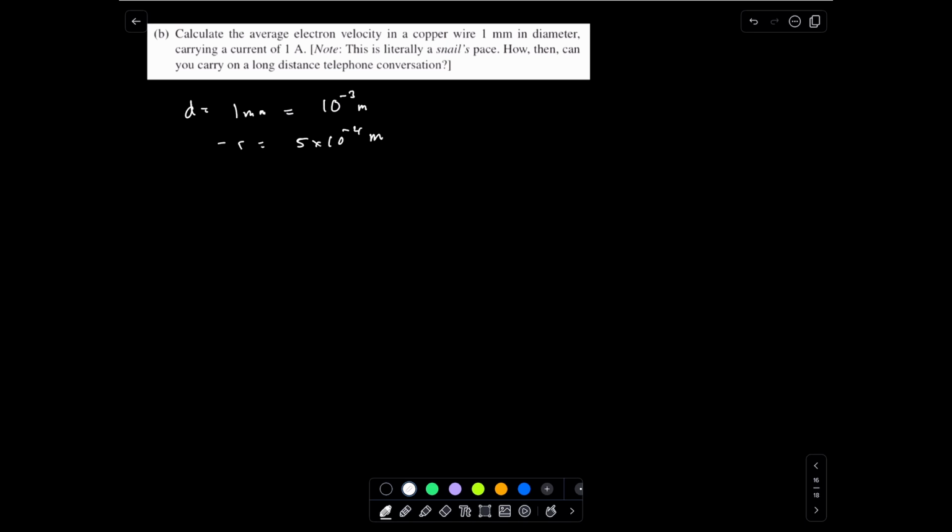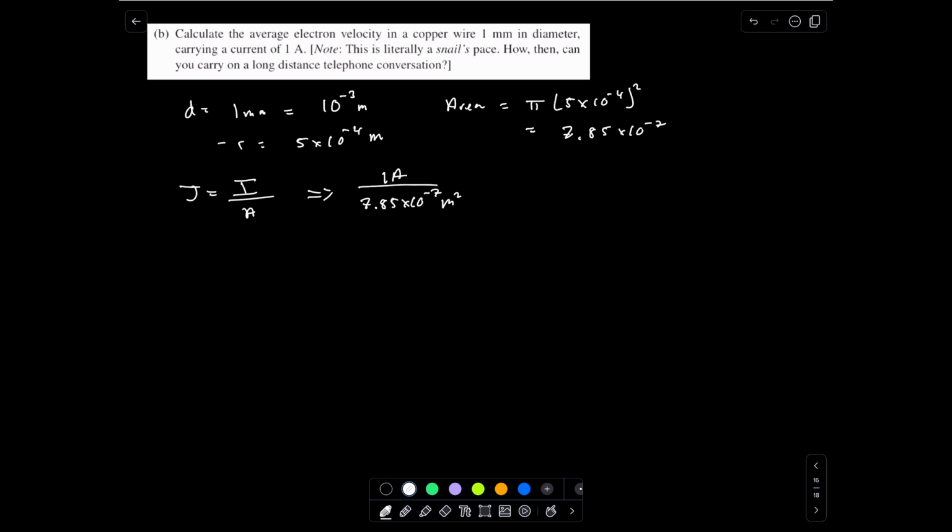So, using this, we could find our area, pi r squared, pi times 5 times 10 to the negative 4 squared, and this will give us a value of 7.85 times 10 to the negative 7. Our current density is expressed by J equals I over the area, which is why we calculated the area. So plugging in our values, 1 amp over our area, which is 7.85 times 10 to the negative 7 meters squared. This will give us 1.2738 times 10 to the 6 amps per meter squared.